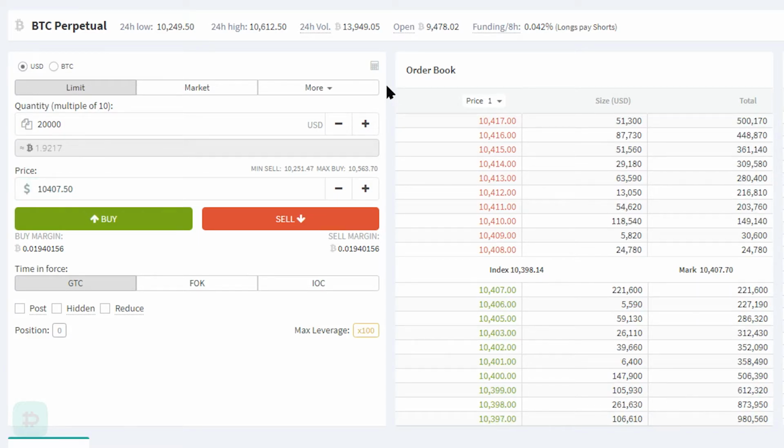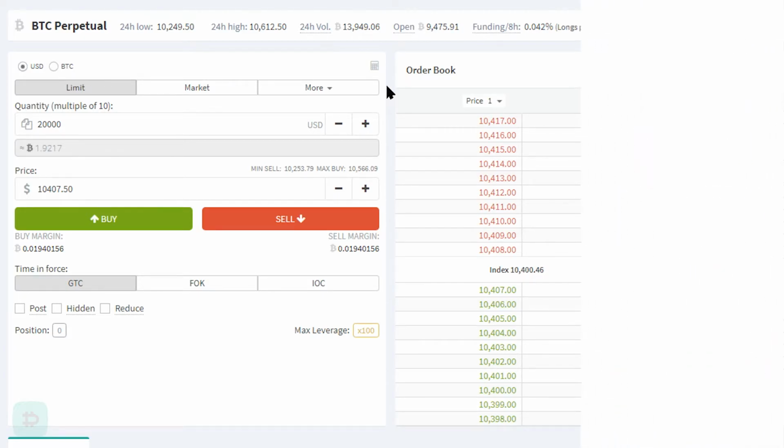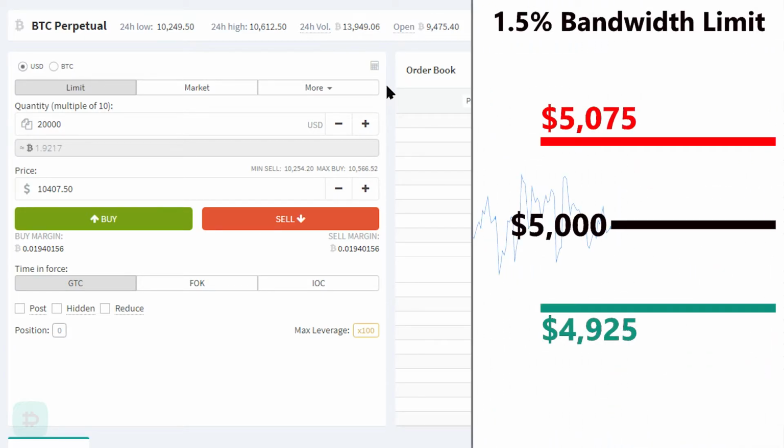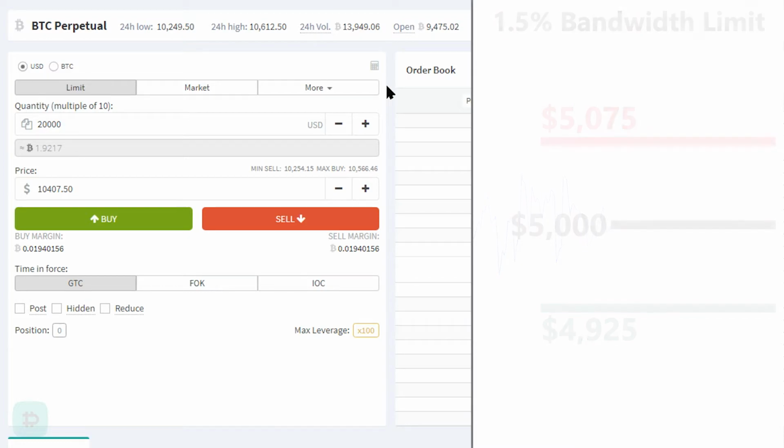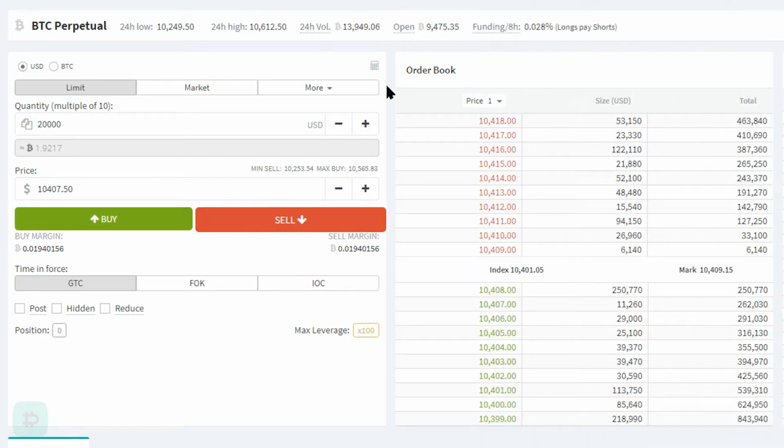You will also notice just above the price box there is a minimum sell and maximum buy. These two figures represent the current trading bandwidth, the price range that an order can be executed at that time. Please note the bandwidths are set a certain percentage either side of the current mark price. Limit orders may still be placed outside of these bandwidths, but no trades will execute outside of this level until the mark price moves.